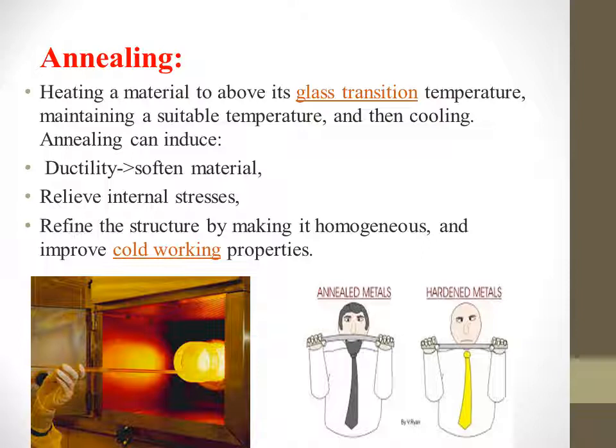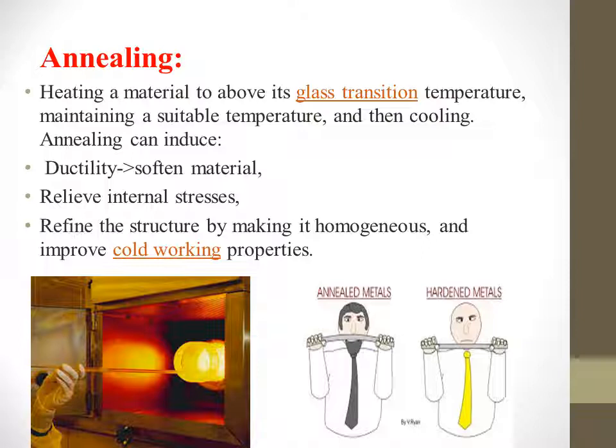So what we do is we heat the material to above its glass transition temperature. As you know, the glass transition temperature is the temperature at which there is a slight increase in the molecular mobility of the molecules. It is well before the melting point, and it is basically a temperature change where there is slight softening. So annealing is done by heating the material to above its glass transition temperature, maintaining a suitable temperature, and then finally cooling. This is known as annealing.